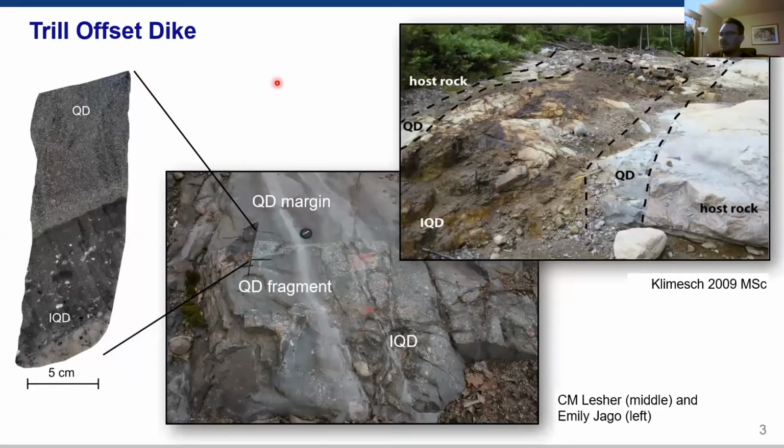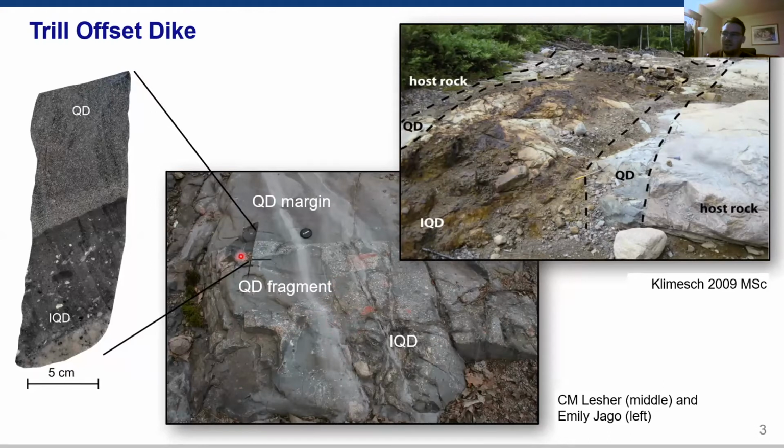Here you can see some outcrop pictures from the Trill offset dike with a typical marginal QD and interior IQD. You can see some mineralization up here. And in the picture in the middle, you can see the inclusions within the IQD. What you can often observe throughout most of the offset dikes is that you find QD inclusions from the margin in the IQD lithology.